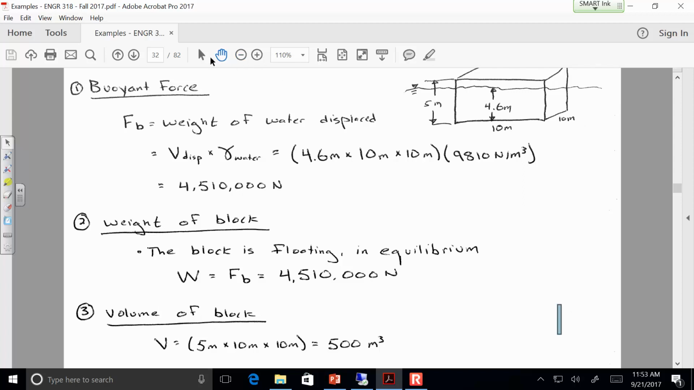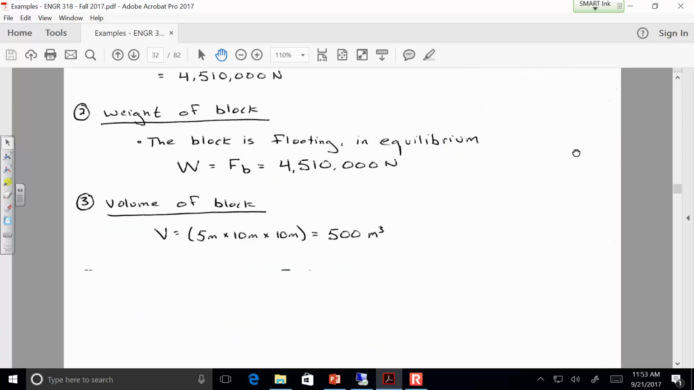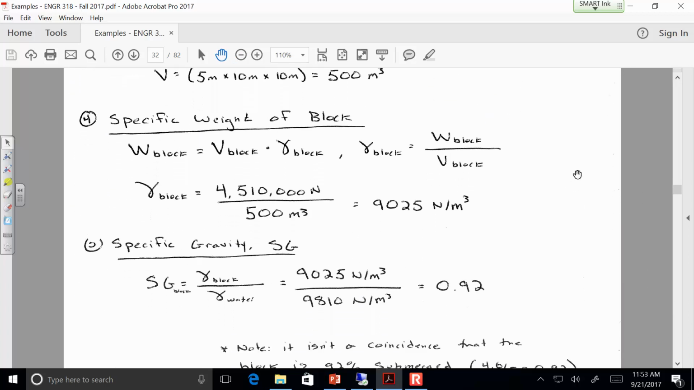So later on here, where it asks for the specific weight of the block, the definition of specific weight is the weight divided by the volume. So you can calculate the specific weight for liquids, but you could also calculate specific weight for solids. You know, we can talk about the density of solids, so why not their specific weights? And so here, that's what we do. We find the gamma of the block, even though the block itself is solid. So it's less than the gamma of water, which explains why it's floating.